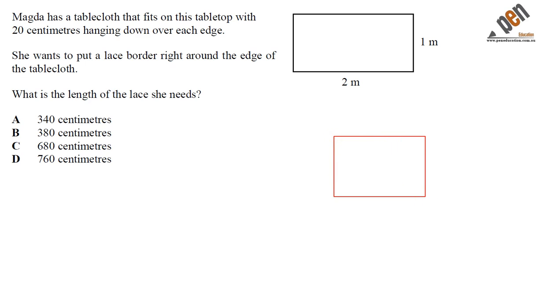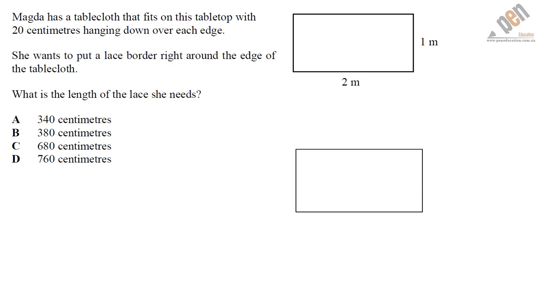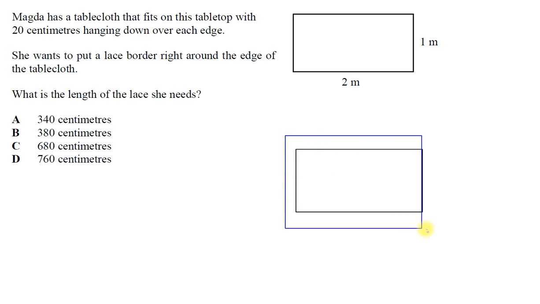This is Magda's table. Now we know that the tablecloth fits on this tabletop with 20 centimeters hanging over each edge. Now that might look something like this. And let's make that nice and even. Perfect. So, this shape in the middle, this was 1 meter, and this was 2 meters. But now, since there's 20 centimeters extra hanging down over each edge, which we can represent by this being 20 centimeters, and this also being 20 centimeters, we have this new size of the tablecloth.